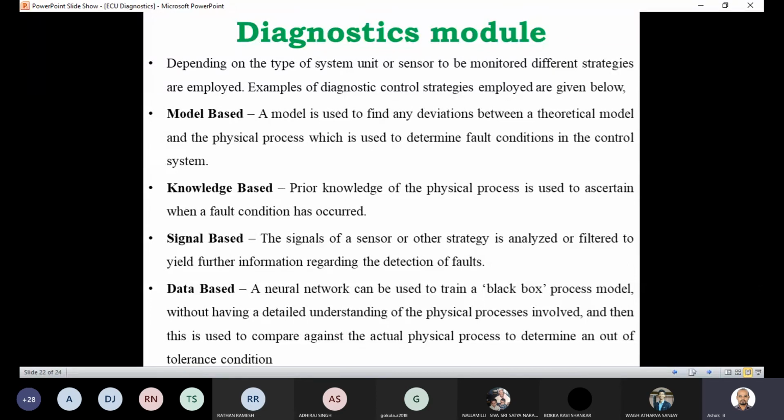And knowledge based is again a prior knowledge, for example neural network based or fuzzy based, like that. Similarly signal based, in the sense if a signal is weak or a signal is lost, accordingly it can give the value. And another one is data based. So here also a black box is trained by means of a neural network model, and accordingly if the present data and the training data vary, it will be able to give the output.